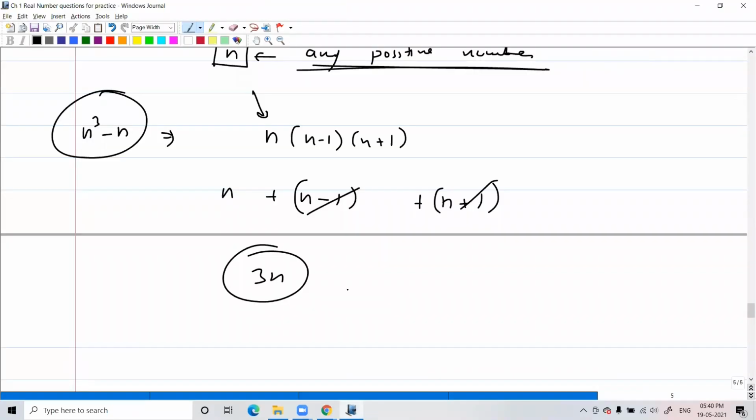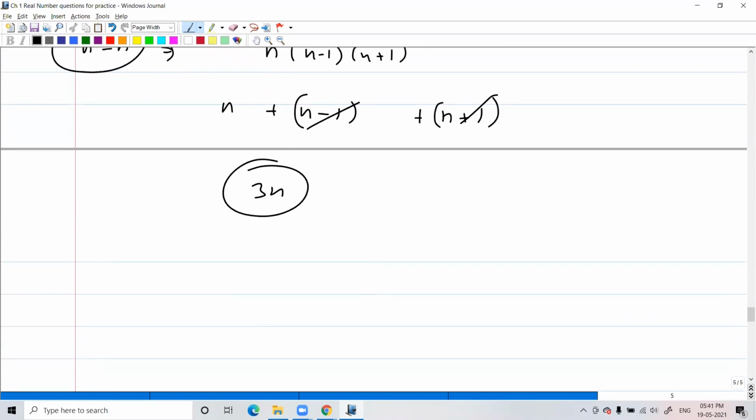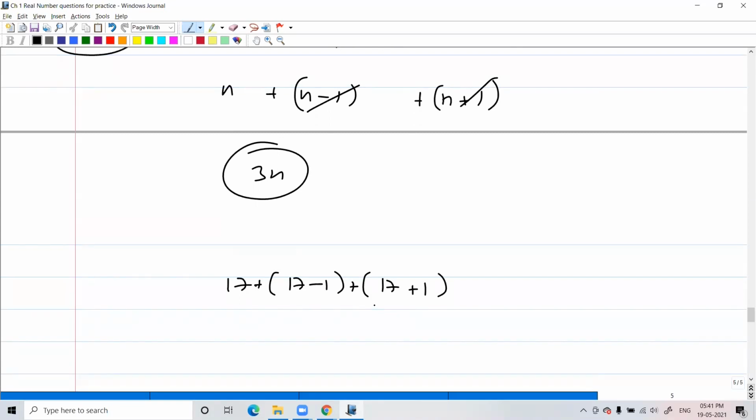Yes, sir. Okay, so now let's take n is equal to 17. So if n is 17, then what will happen to your n cube minus n? It will be 17, 17 minus 1, and then 17 plus 1. Sir, this is wrong, sir. I checked, sir. If you multiply 17 into 16 into 18, we are getting something like 4,800, sir. Then if you multiply 17 into 17 into 17, then we are getting something like 4,900, sir.